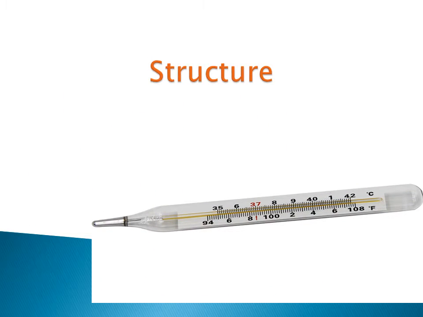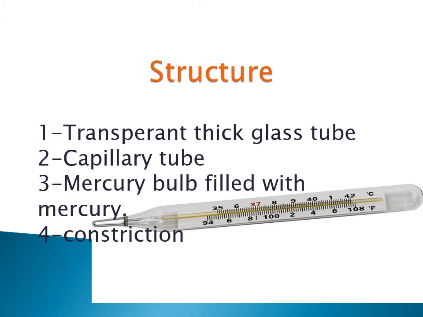What is the structure of the medical thermometer? From outside there is a transparent thick glass tube. From inside there is a capillary tube, and it is a very thin tube. Number three, there is a mercury bulb filled with mercury. And number four, there is a constriction inside the capillary tube.